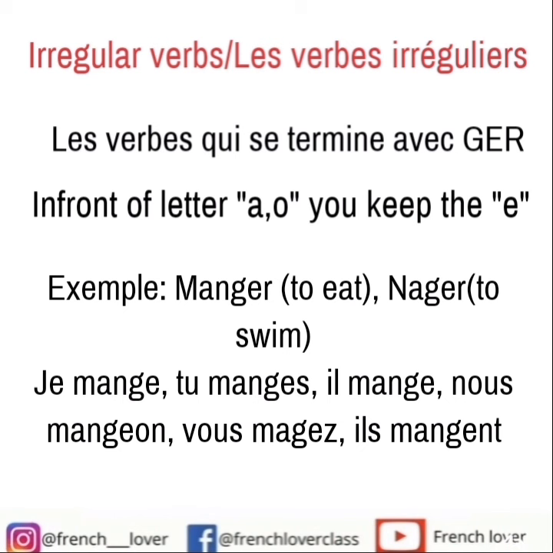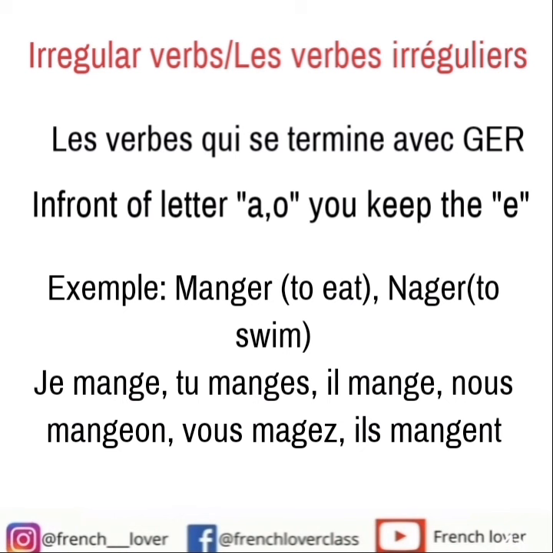Let's just go to the example so you get it better. So, for example, we have manger, a common one. Manger is to eat. Manger ends with GER. Of course, according to the rule, we first remove the ER before adding the E, ES, E, and the rest. We also have nager, which is to swim, also ending with GER. So we have je mange, tu manges, il mange. Then we have nous mangeons. Have you seen it? We kept the E in front of the O.